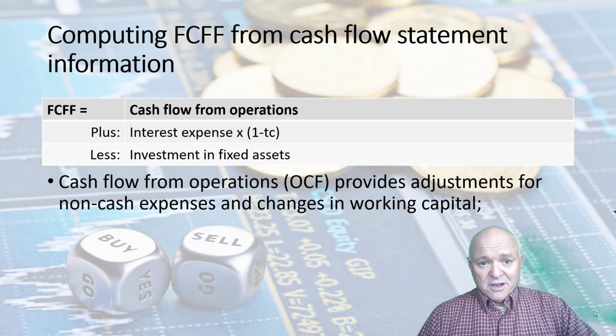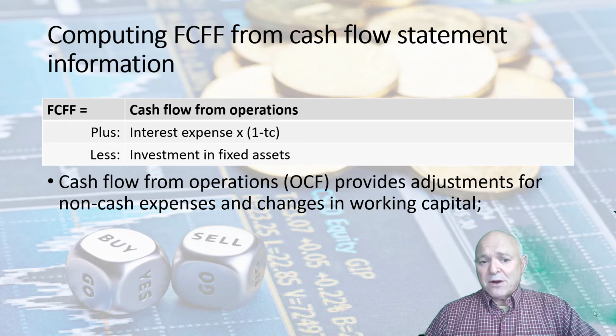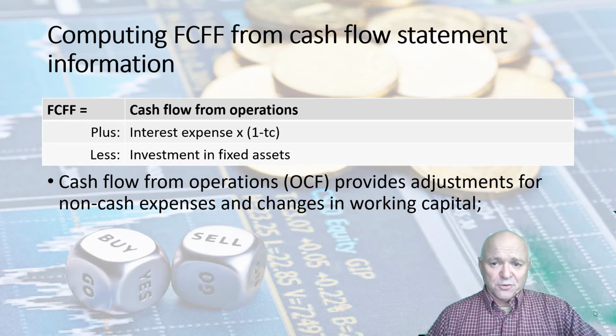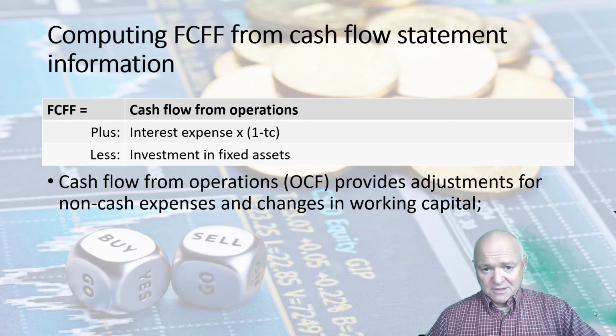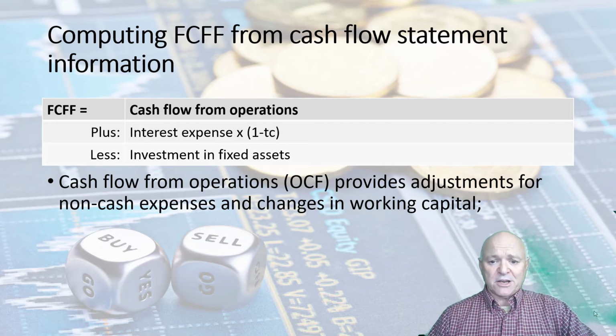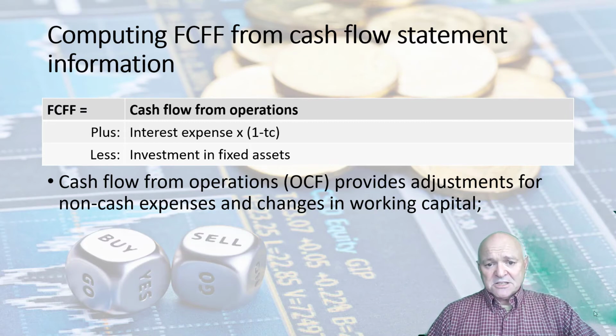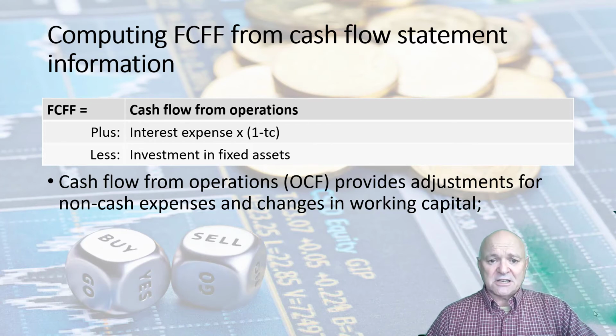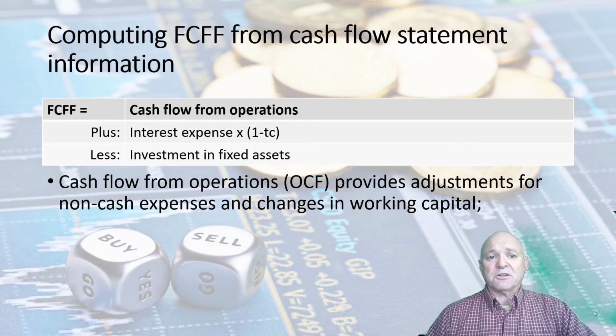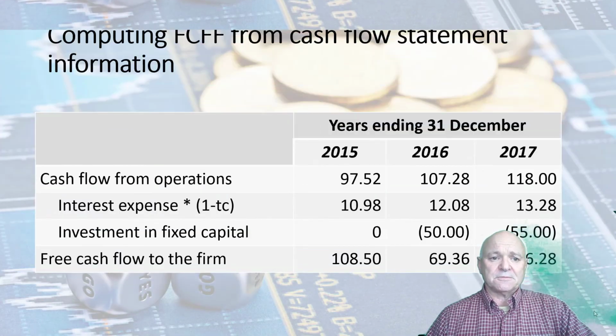We can also, as an alternative, work backwards from the operating cash flow that's reported in the cash flow statement. So essentially here we take the cash from operations, so the operating cash flow, and we add back the interest expense after tax, and we subtract from that the investment in the fixed assets. And that gets us back to the free cash flow from operations.